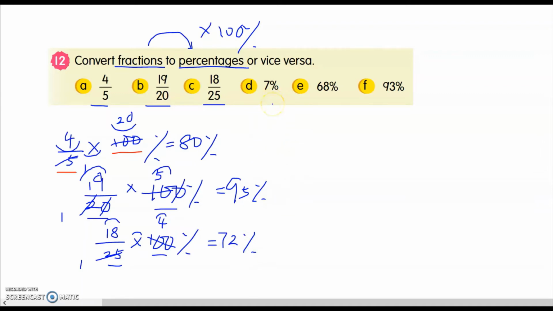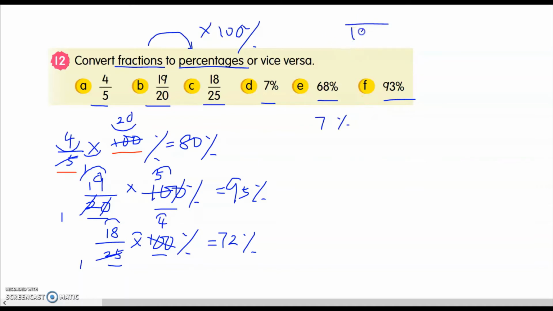Okay, now we come to D, E, and F. We are given a percentage here, so we need to change to fraction. Okay, how do we do that? Now 7%. To change to fraction, we just make it a fraction. We put it over 100%.